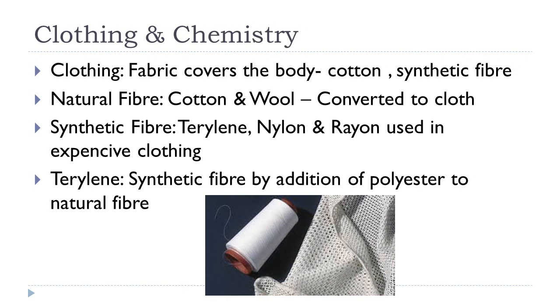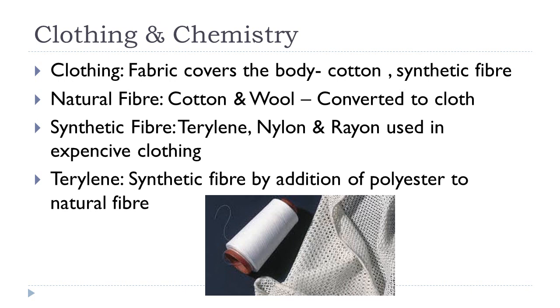And next important, clothing. What is clothing? It is a material for covering the body by a fabric. Some fabrics are made by conversion of fibers to synthetic fibers. What is the difference between natural fibers and synthetic fibers? Natural fibers such as cotton, wool, are directly converted into clothing material. But synthetic fibers such as terylene, nylon, rayon undergo some chemical reaction and then are used as expensive clothing, for example carpet.